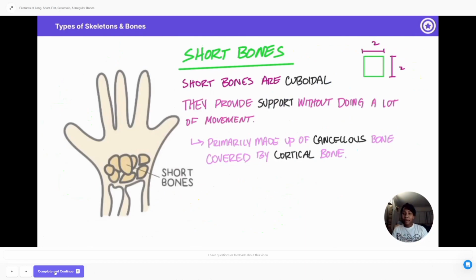Okay, so enough about long bones. Next we're going to talk about short bones, and they're pretty much straightforward. Short bones in particular are cuboidal, and this means that they're cube-like, so they're just as long as they are tall. Their main function is to help provide support without necessarily doing a whole bunch of movement. So you're not really going to see a short bone in a joint, for example, but they will support the other bones around it. And just like the majority of other bones, short bones are made up of a thin layer of cortical or hard bone surrounding the spongy or cancellous bone on the inside.